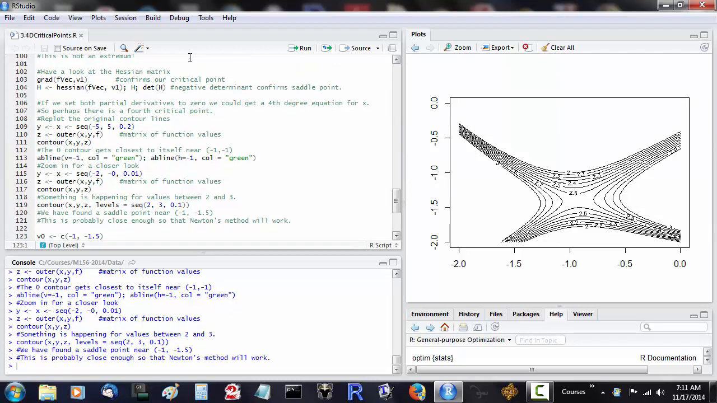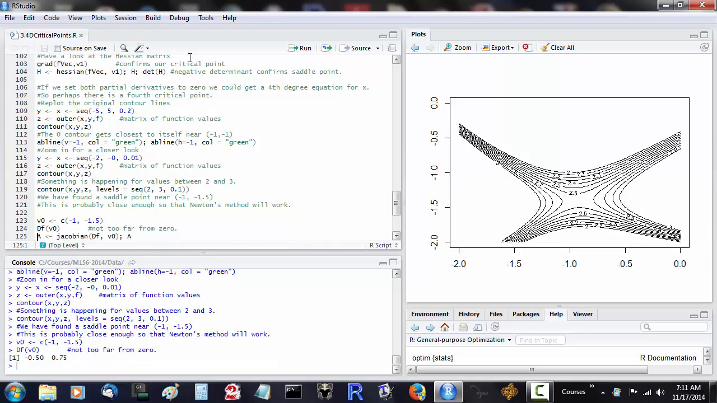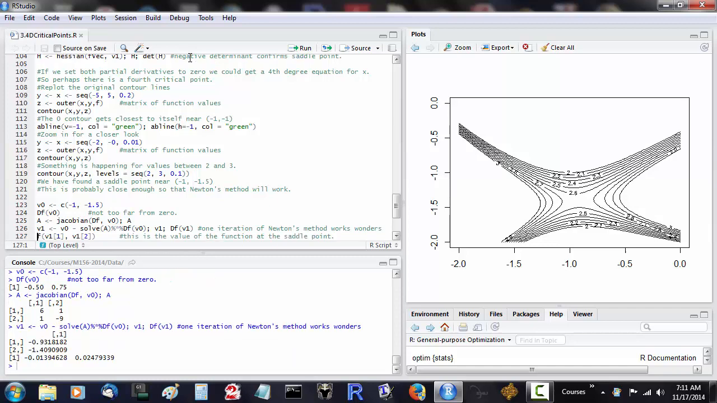Newton's method has been working well for us, so let's just use x equals -1, y equals -1.5. We calculate the partial derivatives there. They're not particularly close to 0, but they're not too far away, so Newton's method will probably serve us well. Do one iteration of Newton's method to get v1, and now we've got the partial derivatives equal to 0 within 1/100th. That's good enough for me at the moment.